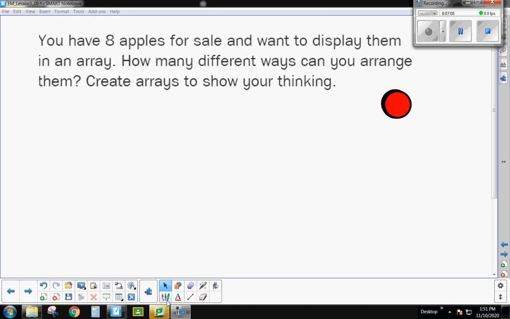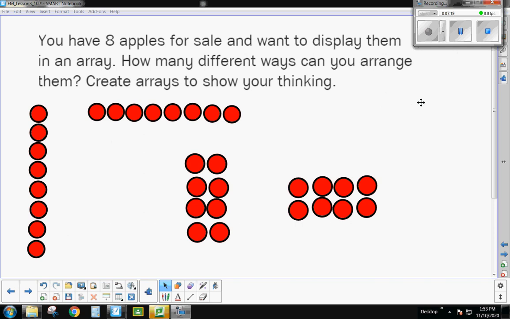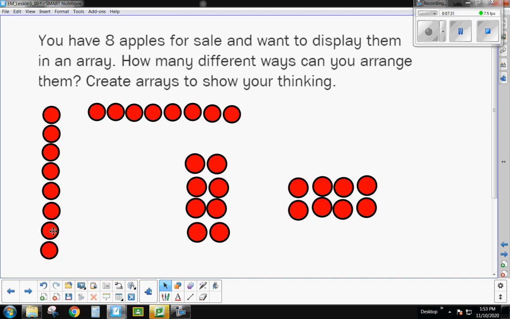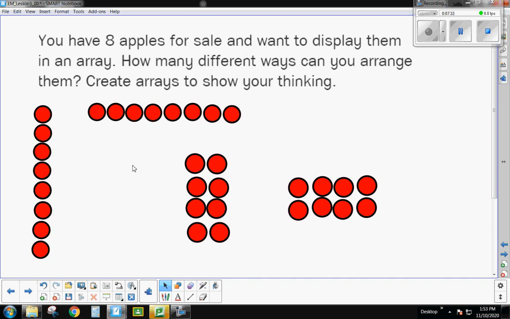You can just draw your little dots for your apples and arrange those 8 apples in as many different ways as you can. Go ahead and pause. All right, so when I did my apples, this is what I came up with, okay? I made this display here where I had all 8 of my apples in one long column. And then I had this one here.